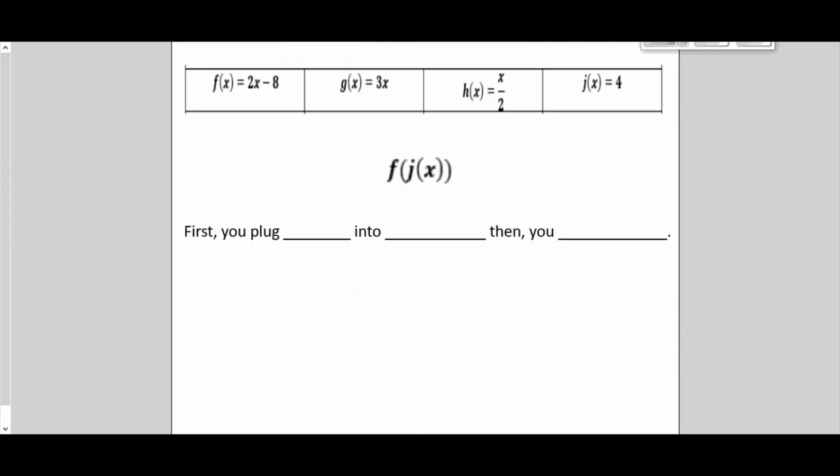So let's try another one. This one says f of j of x. Again, this is written in that nice notation that I like, so I'm going to keep it. So you're going to plug this function into that function. We're going to plug j of x into f of x, and then we're going to simplify.